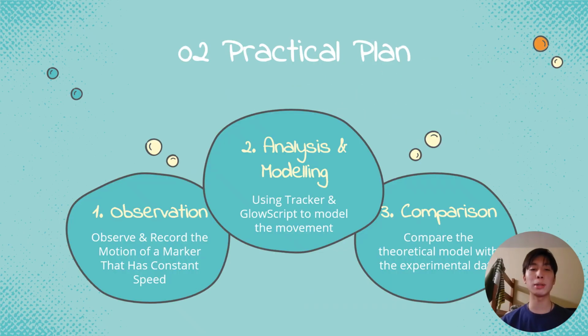My practical plan is actually very simple. First of all, I will work with my teammates and record a video of a marker rolling at constant speed. Then I'll put the video into Tracker to do some analysis by calibration and to model the movement. I'll also use GlowScript to produce a theoretical model by coding. Lastly, I'll use a spreadsheet to compare the data of both scenarios and produce a graph.